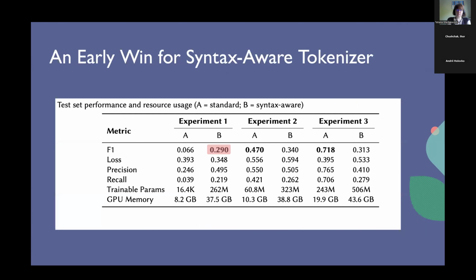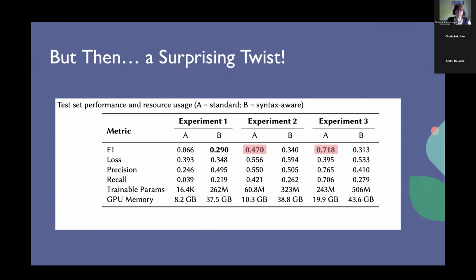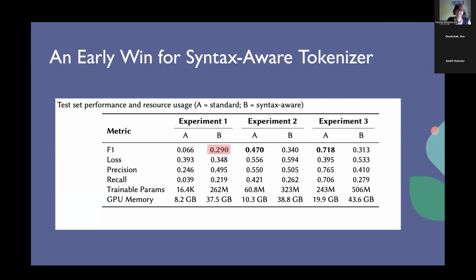And these are the early results for the syntax-aware tokenizer. In the lightweight scenario, where only the classification head and input embeddings were fine-tuned, our syntax-aware tokenizer was a clear winner. It achieved a considerably higher F1 score on test data, 0.66, compared to just 0.29.